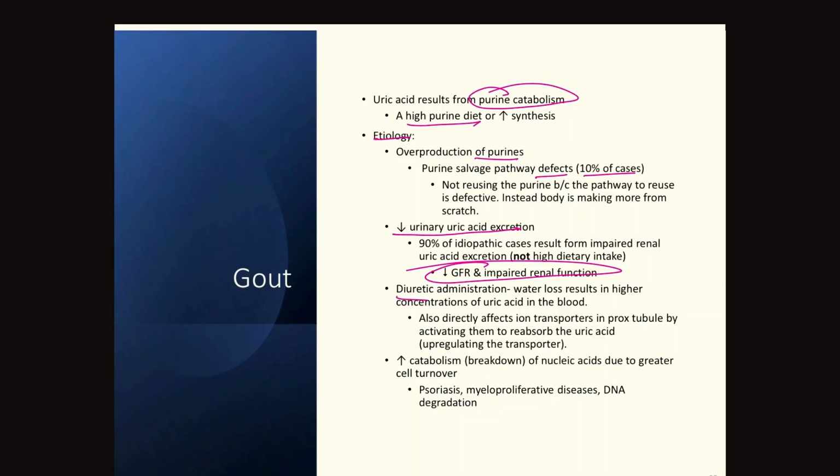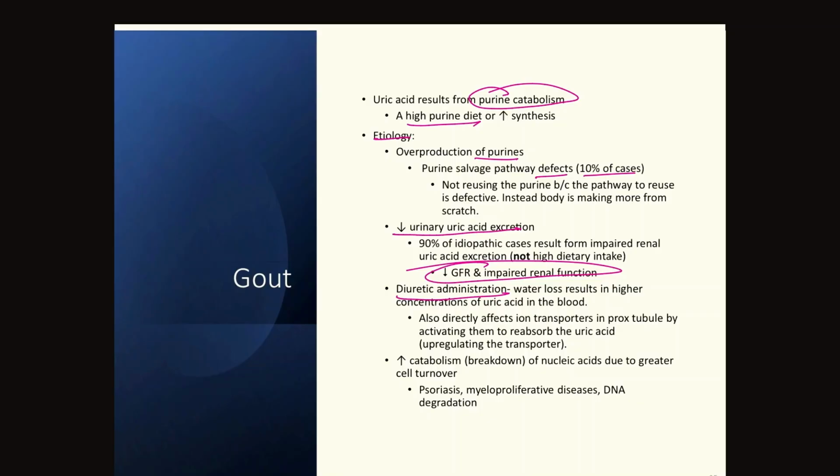The next cause, diuretic administration. If we have a solution, but we have a solvent and the solute, and we remove the solvent, what happens to solute concentration? It goes up. So what are we doing with the diuretic? We're getting rid of the solvent. So the solute concentration goes up. So this is another way we can get high uric acid.